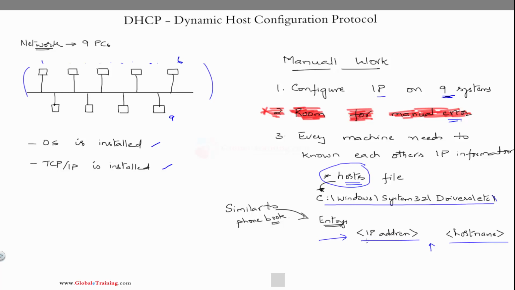This is similar to a phone book. That means every machine has this file, and that file needs to have entries for all 9 computers. It's like having my phone book with all my friends' numbers. Of course, I'll not have my own number in my own phone book, but there's nothing wrong in having it. Now let's say you have my phone number. That means in your phone book, you have all your friends' phone numbers and my phone number as well.